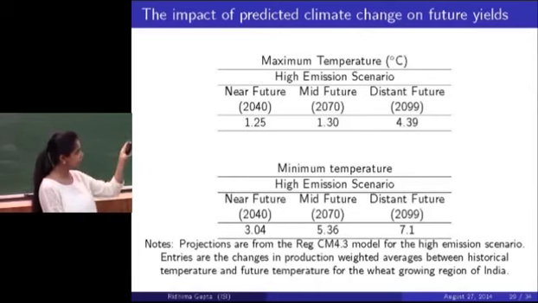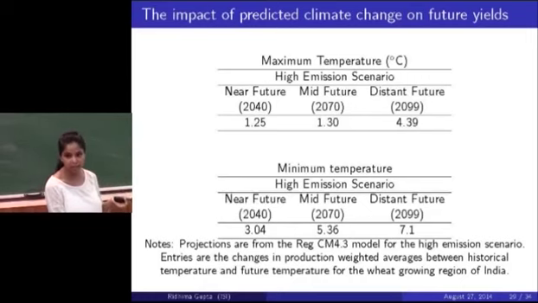So increases in minimum temperature will outweigh increases in maximum temperature in the coming decades, and this is consistent with the literature on climate change. It predicts that minimum temperatures are going to increase by much more than maximum temperatures.